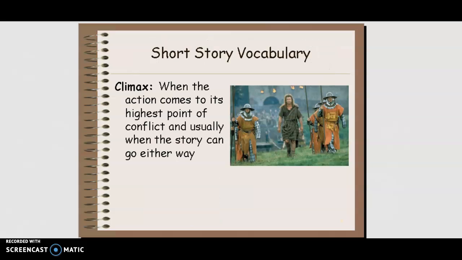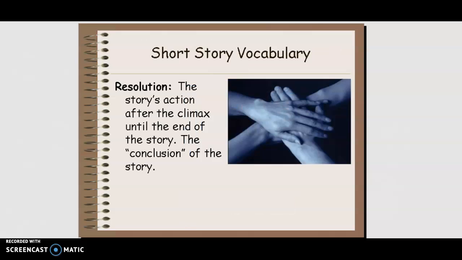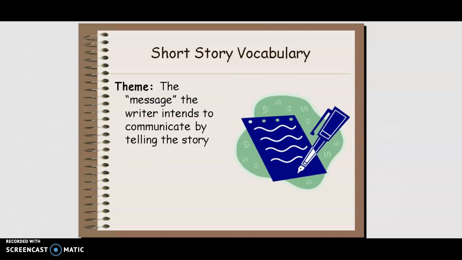The climax is when the action comes to its highest point of the conflict, and is usually when the story can go either way. The climax is the most exciting part. The resolution is the story's action after the climax until the end of the story. The conclusion of the story is the message the writer intends to communicate.